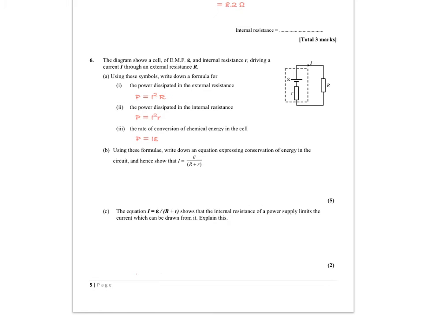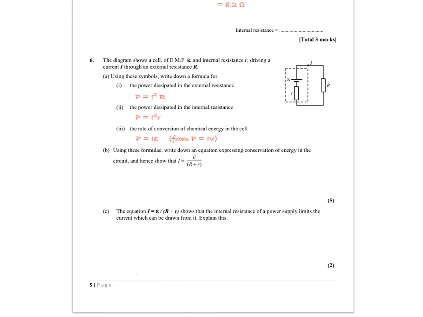So we're looking at that sort of equivalency between potential difference, which we usually consider for power of a resistor, and actually electromotive force, so the power of a power supply. So that's essentially rewording of P equals IV. So we then need to use those formulae to write down the equation expressing conservation of energy in the circuit, and then use that to show that I is equal to E over R plus r.